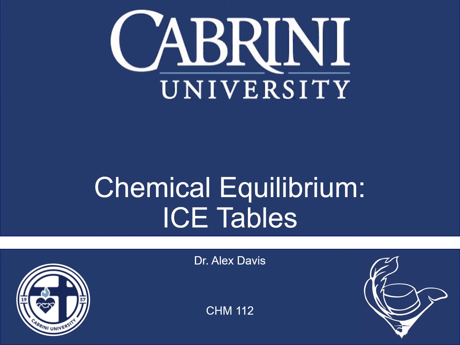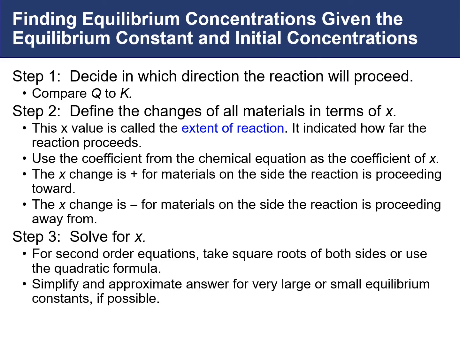In this video, we will discuss the use of ICE tables to determine our equilibrium concentrations. In previous videos, we talked about the concept of equilibrium being the point at which the rate of the forward reaction and the reverse reaction are equal, and that we have two terms, the reaction quotient and the equilibrium constant, both of which are equal to the concentrations of the products raised to their respective coefficients, those coefficients we get from the balanced chemical equation, divided by the concentration of the reactants raised to their respective coefficients.